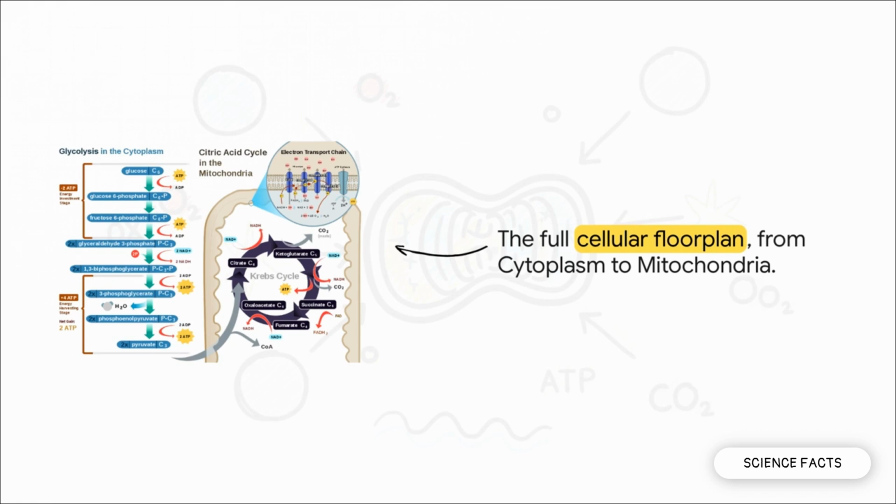Picture glucose, our main grocery item, entering the cytoplasm. This is where the initial breakdown happens. And it's absolutely crucial to realize that this prep work takes place entirely outside the mitochondria, which is our main cooking stove that we'll visit in just a bit. The ingredients have to be processed on the counter before they ever get near the high heat.